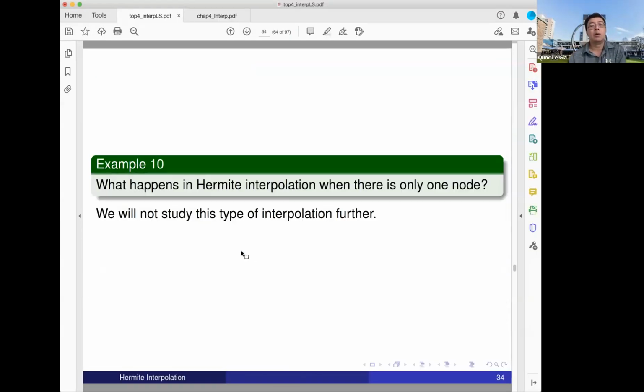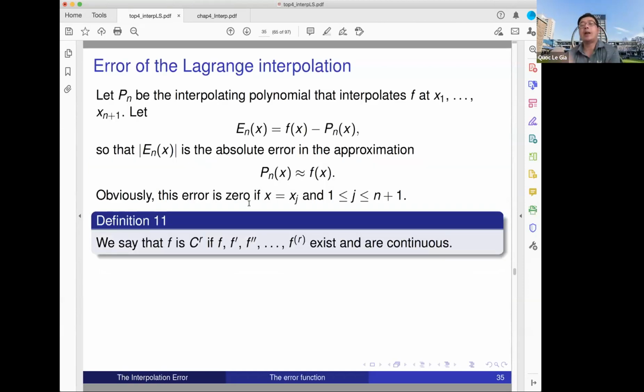Okay, so we are not going to study Hermite polynomial further. So now go back to the Lagrange interpolation. Now what I want to discuss is about the error. Remember, you have the interpolation condition. You just have the values at the points x1 up to xn plus 1. But now, what happens at other points?